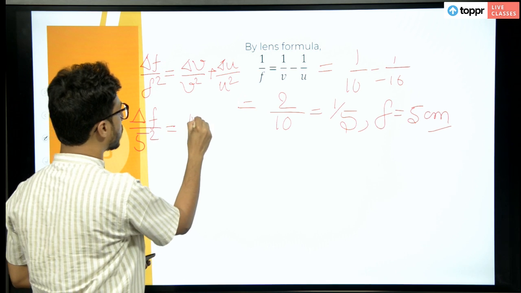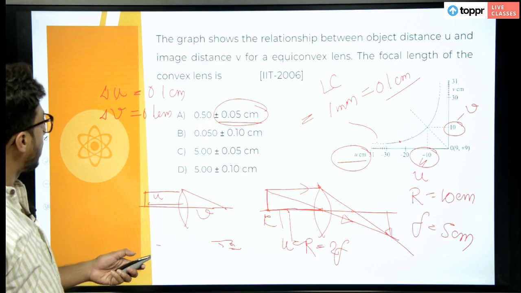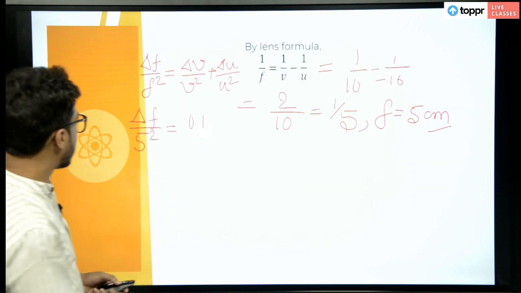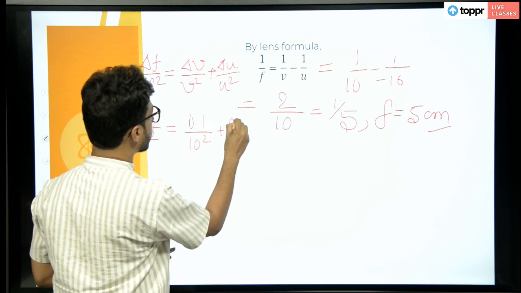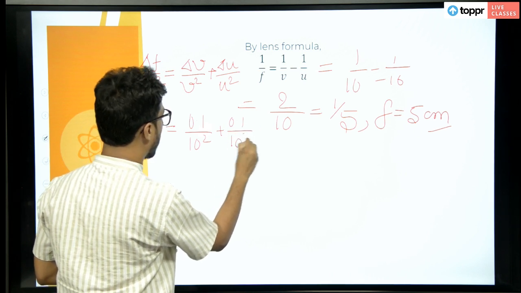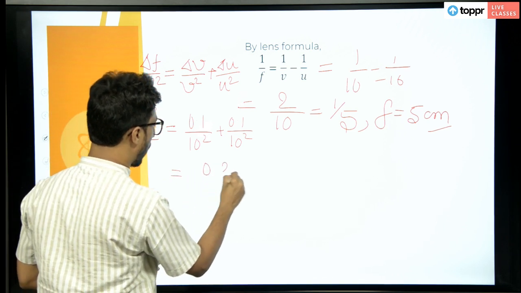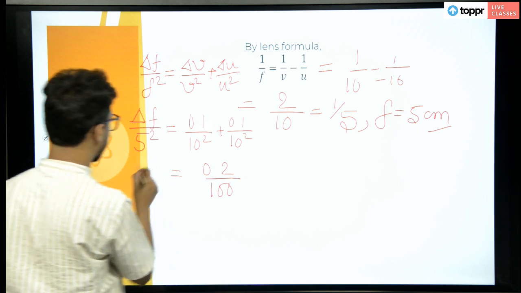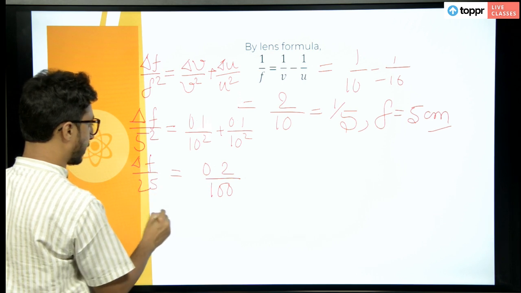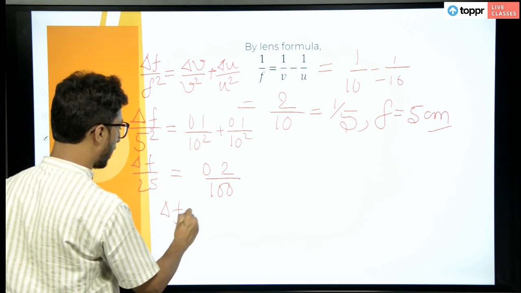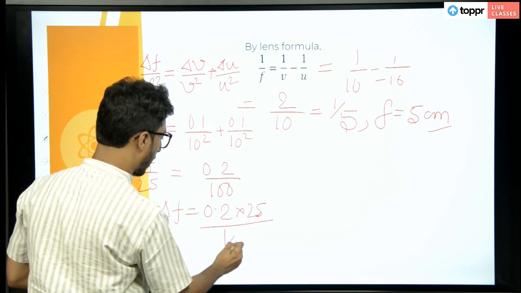Del v is equal to 0.1 centimeter, and del u is also 0.1, and v is 10, so v square equals 10 square. This also is 0.1 by 10 square, right? So it is nothing but 0.2 by 100, right? This is del f by 25. So, del f will be 0.2 into 25 by 100.